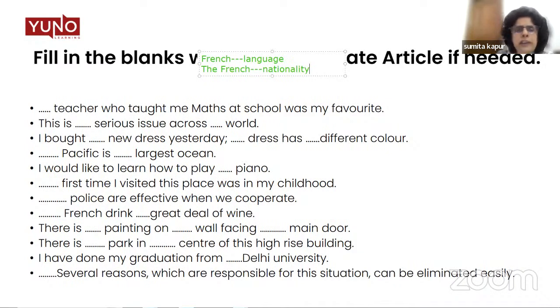Right? So please write this. This is the difference: French is a language and the French is a nationality. So therefore, the right answer is "the French drink a great deal." A great deal. Why? Because we are just trying to tell you the quantity. A great deal of.